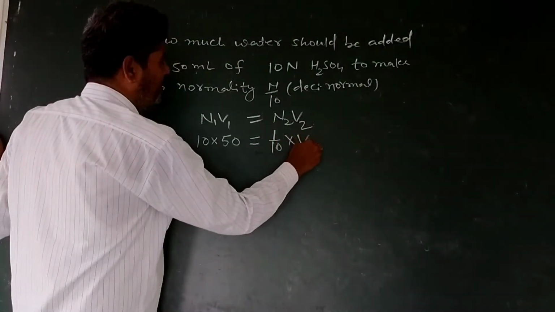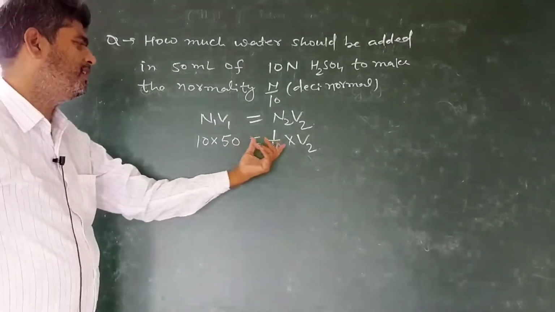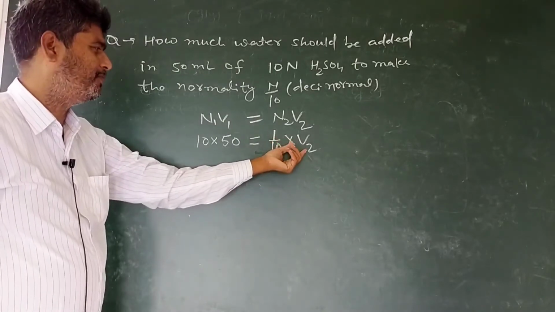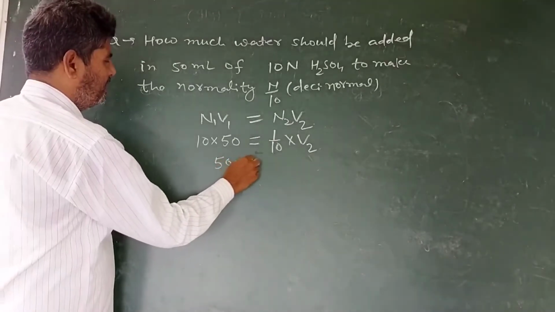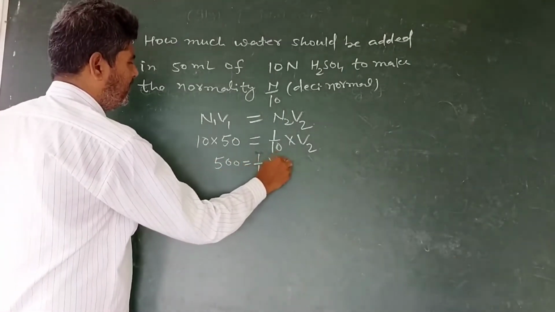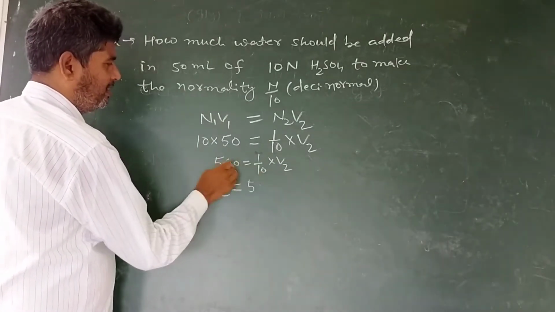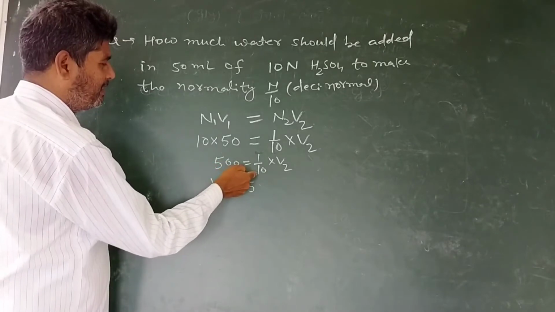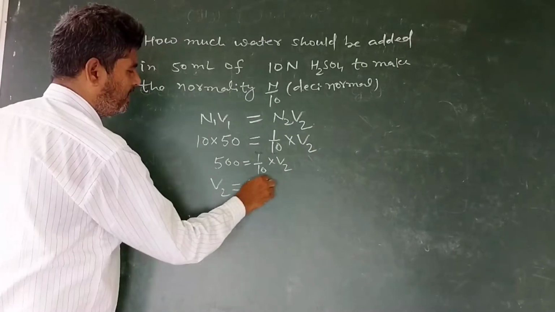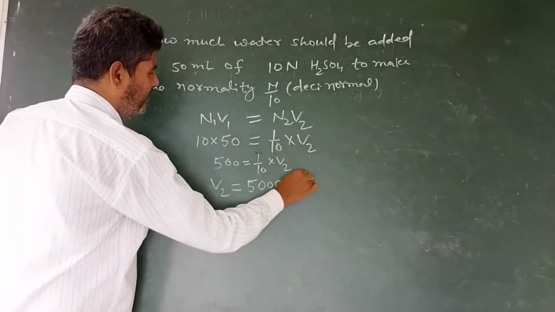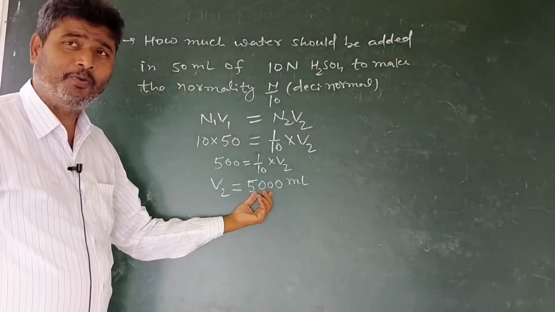And V2 is the final value. So we will find here the value of V2. 500 is equal to 1 by 10 into V2. V2 is equal to, here cross multiplication will occur, 10 will be multiplied with the 500, so the value will be 5000 milliliter. The 5000 milliliter is the total volume.